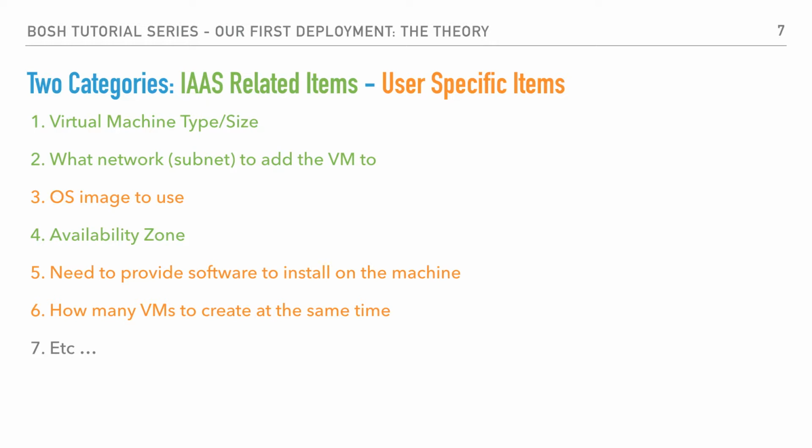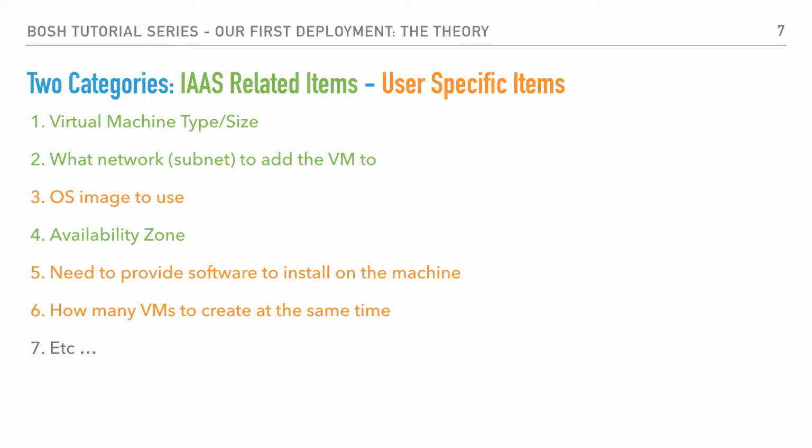Let's say if we don't want to talk about the availability zone, this is also something related to the IaaS itself, specific to the IaaS. Let's say if we need to install software, probably the user needs to provide that software. So we're going to put it in the user specific items bucket. As well, let's say how many VMs you want to create. This is something that the user needs to specify. So you can see a bit of the separation between IaaS related items and IaaS agnostic items.